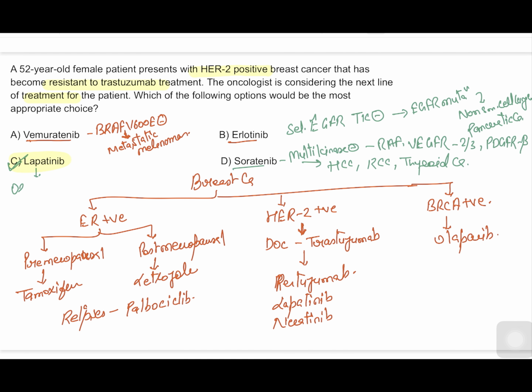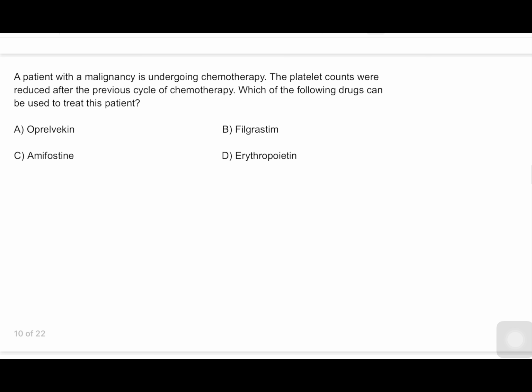Lapatinib is an oral dual tyrosine kinase inhibitor. It will inhibit EGFR and it will also inhibit HER2. That's why for anyone who is having trastuzumab resistant HER2 positive breast cancer, lapatinib will be the drug you will prescribe. So here all the tyrosine kinase inhibitors and BRAF inhibitor I have explained.